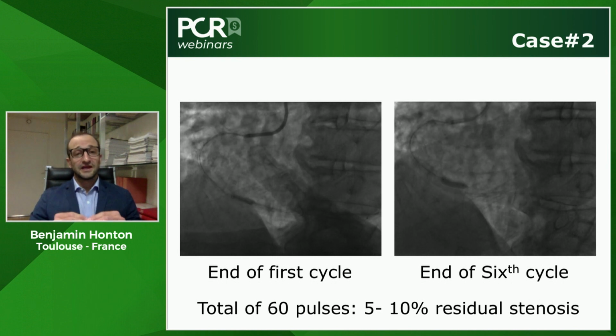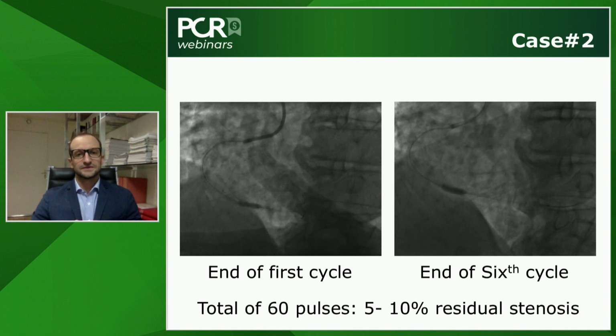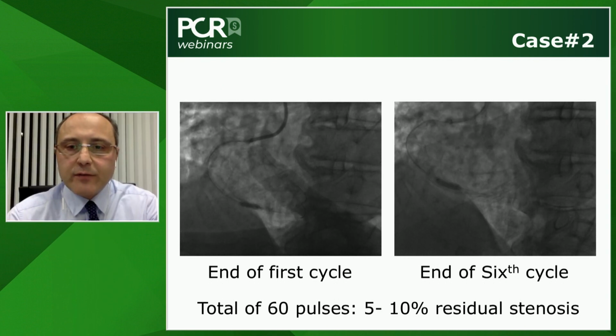And at the beginning of the acoustic burst, you can see at the end of the first cycle that there is no more footprint on the balloon, and at the end of the sixth cycle, you can see that there is almost 5% of residual stenosis on the lesion, which was not achieved with a 3.5 millimeter balloon at 18 atmospheres. Benjamin, can I interrupt on this slide before moving further?